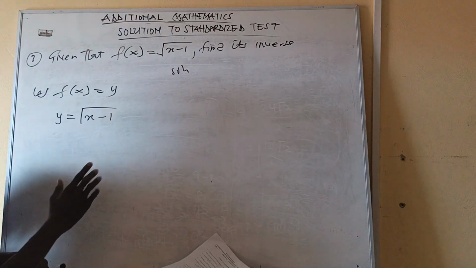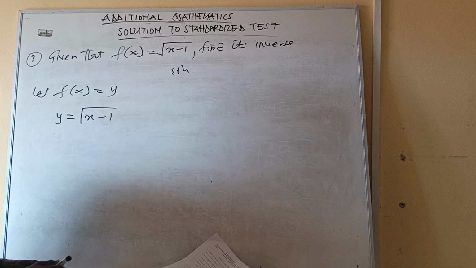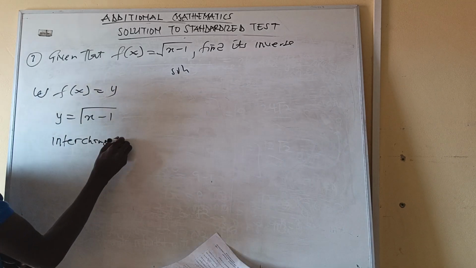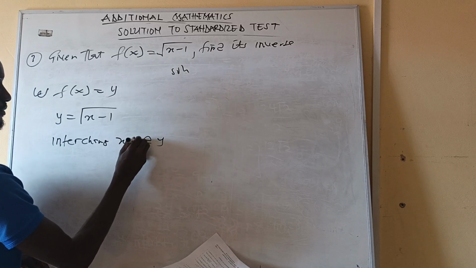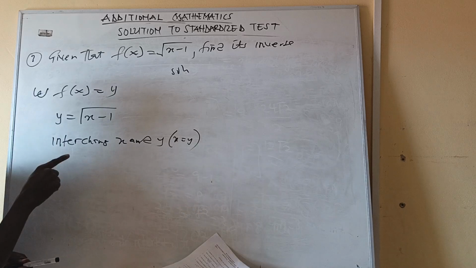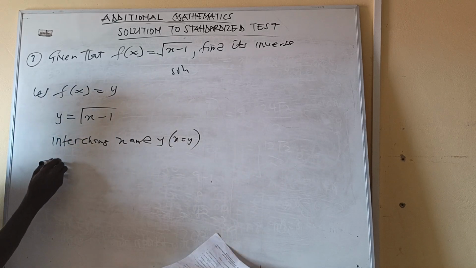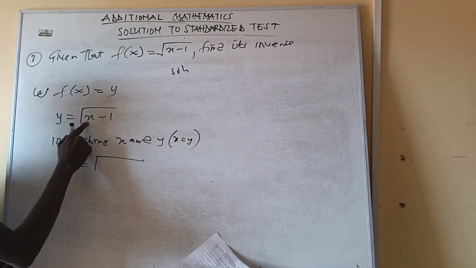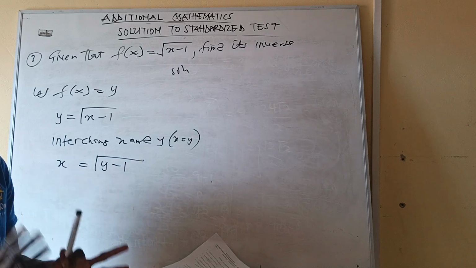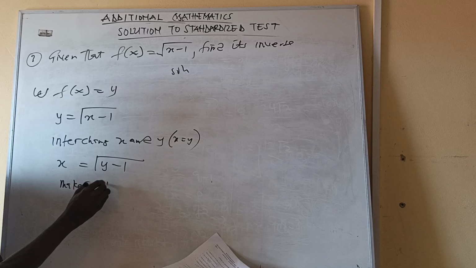Now if you want to find the inverse of a function, after representing y as this one, you interchange the variables x and y. This means where you see x you put y there, and where you see y you put x there. Now at this point you try to solve for y, make y the subject.